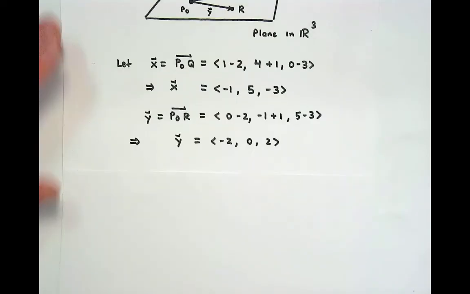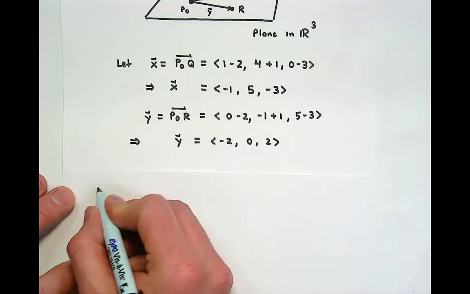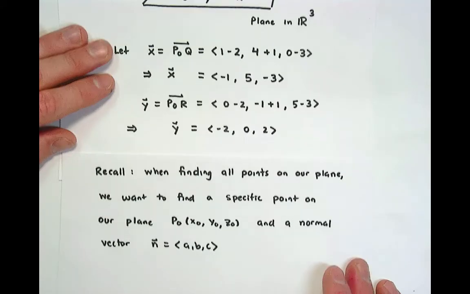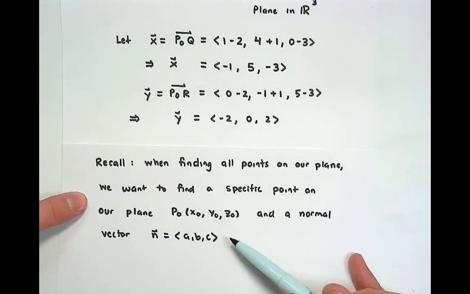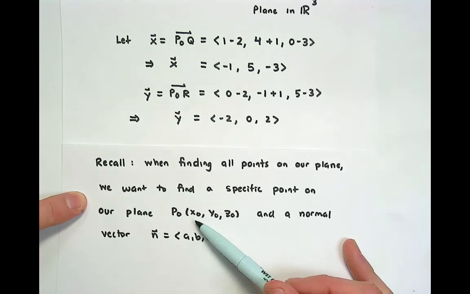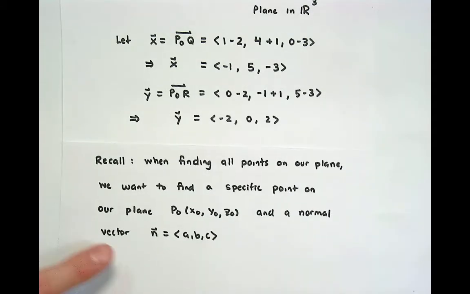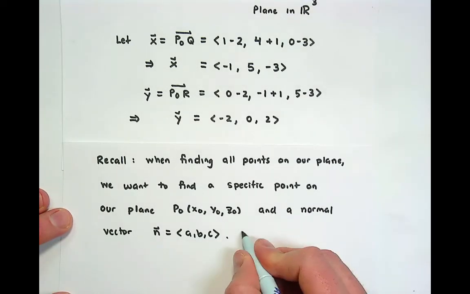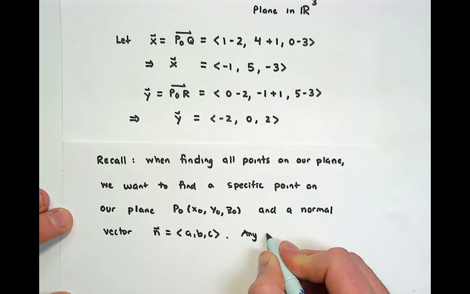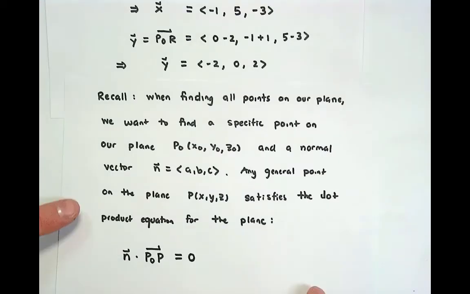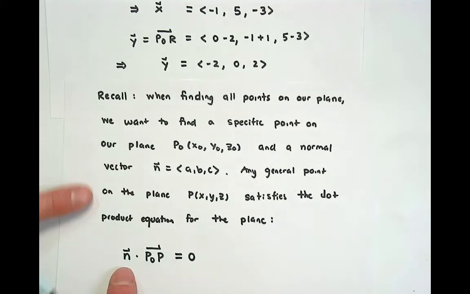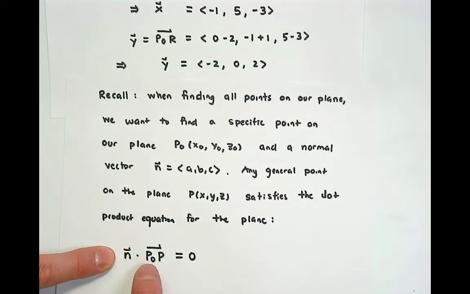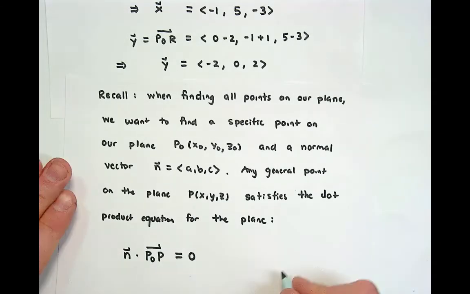Remember that when we are solving for the points on a plane, we want to find a specific point on the plane, P0 with coordinates x0, y0, z0, and then a normal vector to the plane, which we called a, b, c. In this case, any general point satisfies the dot product equation for the plane, which is that the normal vector is orthogonal to the vector connecting our specific point to the general point. And by orthogonal, we mean that the dot product is 0.